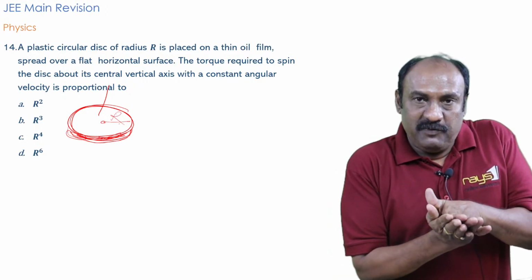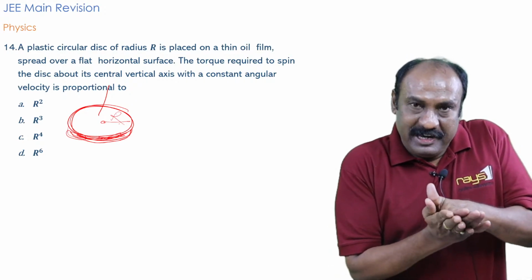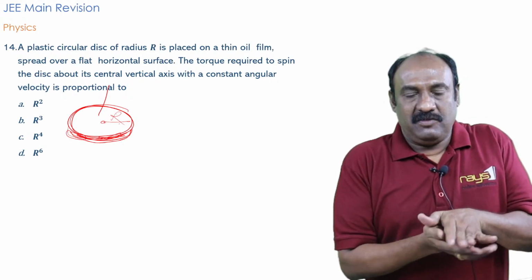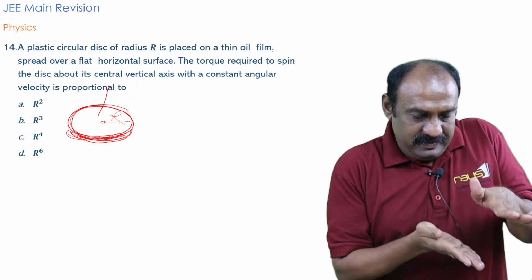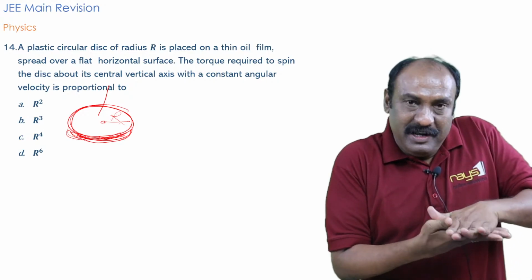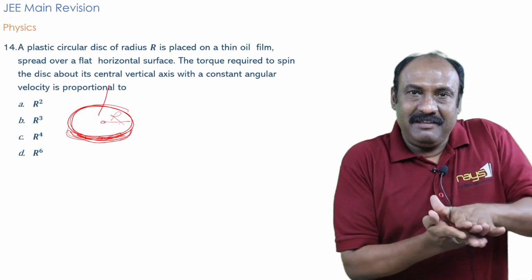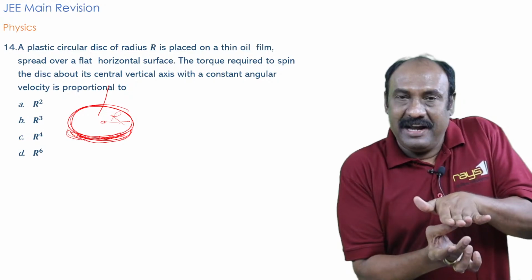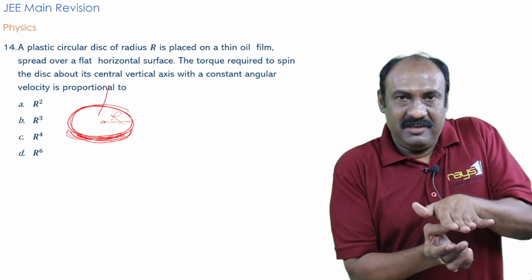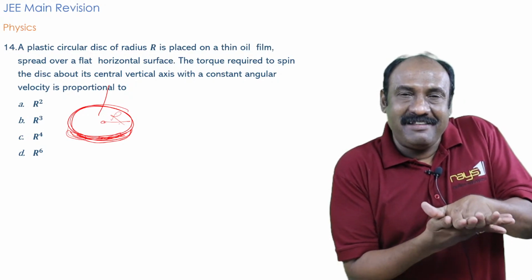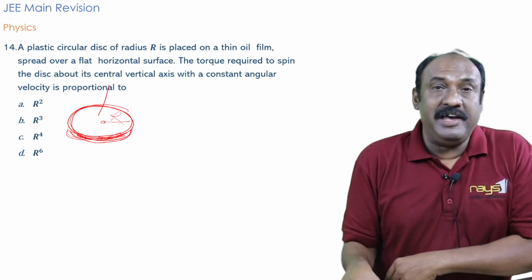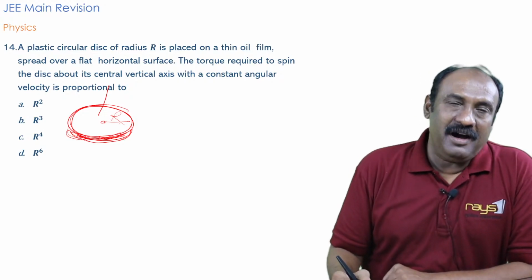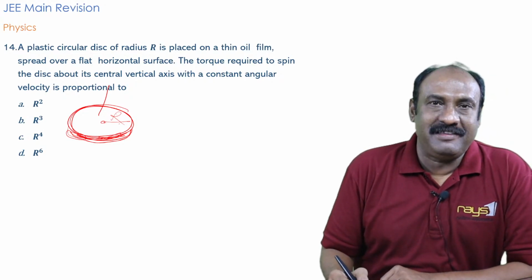So this frictional force will be different at different layers of the liquid in contact with the plastic surface. In order to spin this plastic circular disc over the thin oily layer, this frictional force will be different from the center of rotation to the edge of the circular disc. So it is different at different radial distances. So there is a variable frictional force between the oily film and the surface of the plastic circular disc.